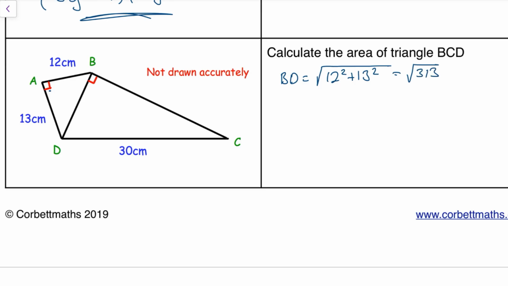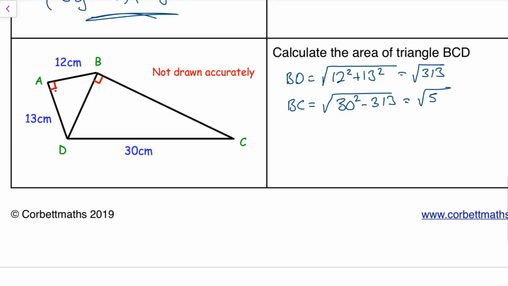Then I'm going to take that and work out the length of BC. So BC is going to be the hypotenuse, which is 30 squared, minus 313 square rooted squared is 313, which is going to be, again, calculator out. So 30 squared minus 313 is root 587. And then, I forgot what I'm doing. What am I doing? Work out the area of the triangle.